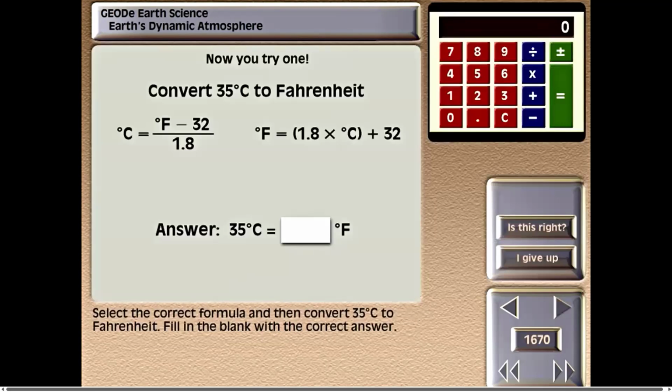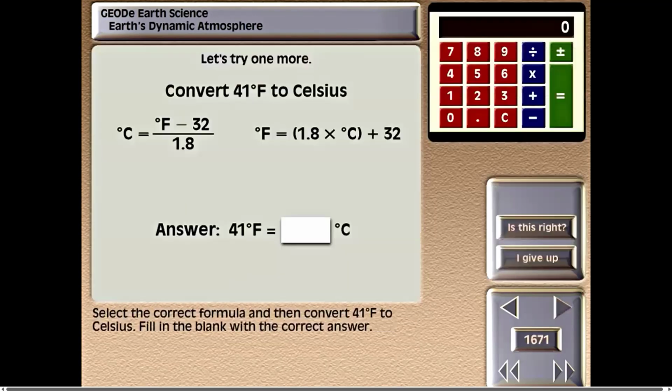Select the correct formula and then convert 35 degrees Celsius to Fahrenheit. Fill in the blank with the correct answer. Select the correct formula and then convert 41 degrees Fahrenheit to Celsius. Fill in the blank with the correct answer.